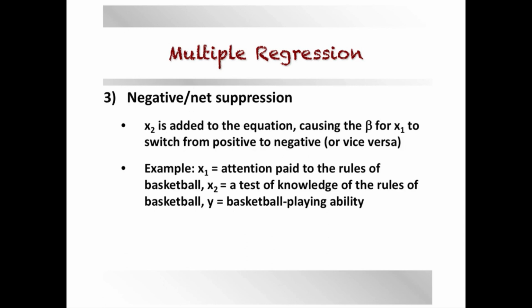Number 3 is negative or net suppression. And I think number 1 is probably the most common. Number 2 is probably the most confusing. And number 3 is also somewhere in between. So this is when the second IV is added to the equation, causing the beta to switch from positive to negative, or vice versa, negative to positive.